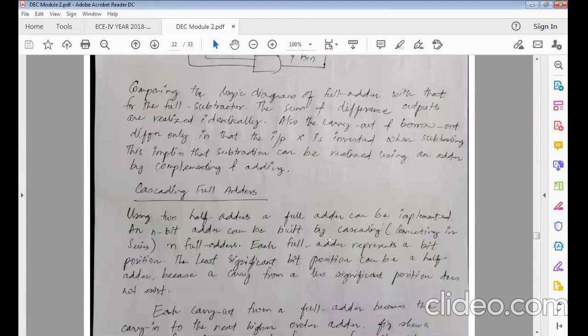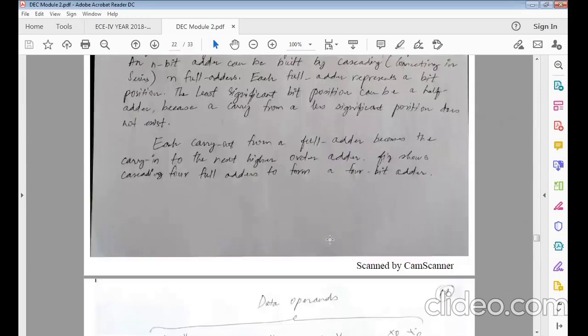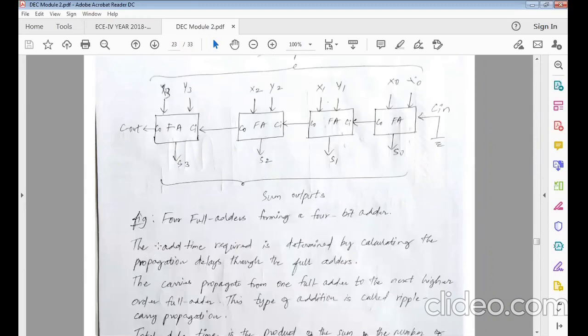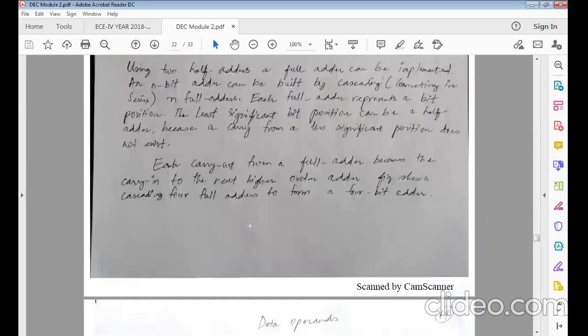Fine. So in the next class, I will be showing you how to cascade them. Now how to use more, x0, y0, and x3, y3, how to extend the capabilities of the adders. So this is called cascading for full adders. We will see this in the upcoming class.